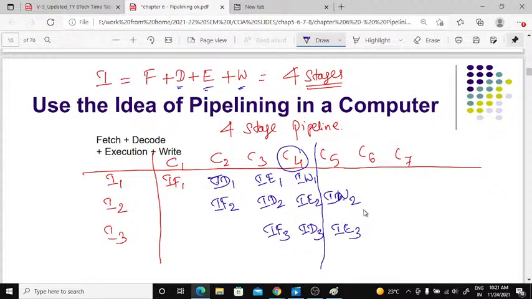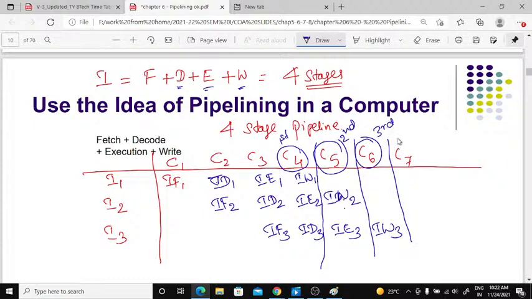Here we are considering only three instructions. Now in clock cycle 5, the second instruction is executed. The first instruction was executed earlier, and here the second. Now in clock cycle 6, the third instruction will be executed. So it is taking six clock cycles in a four stage pipeline.